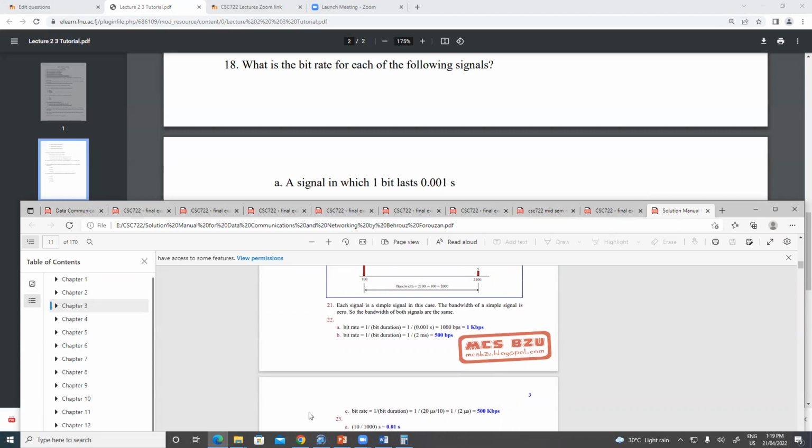500 kilobits per second, or you can say it is just bits per second, then 500,000. And you can see the formula given here: bit rate is equal to 1 over bit duration. Simply here you can see how it is calculated in the solution. Every value is converted into seconds. Very simple. Either you can use this method or use that way. It should give you the same answer, right?